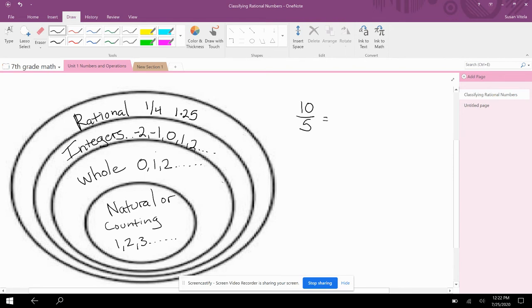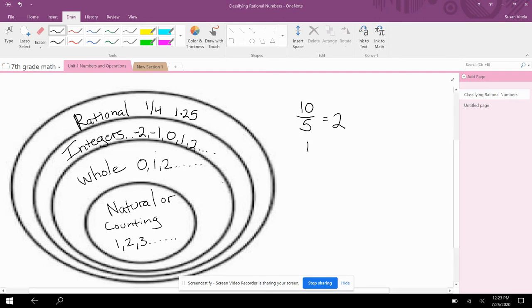Now, if you look at 10 over 5, it is a top-heavy fraction. It can be simplified. So we're going to simplify it. 10 divided by 5 is 2. 2 is a whole number, and it's positive. So the fraction 10 over 5 could actually be a natural or counting number. It could be a whole number. It could be an integer, and it also is a rational number.